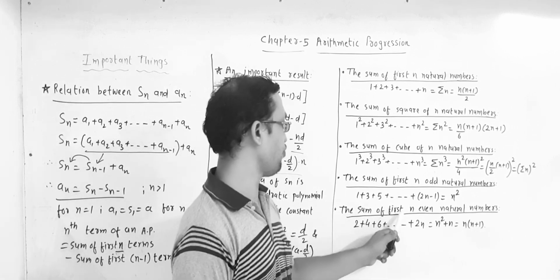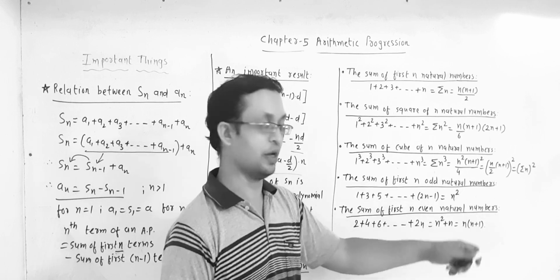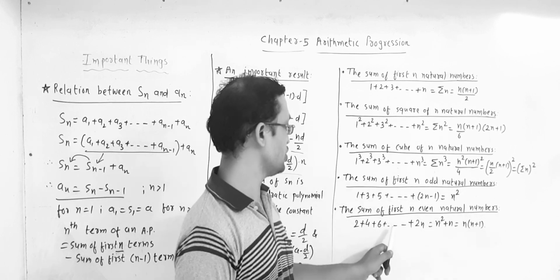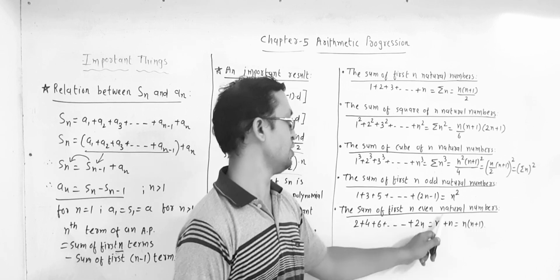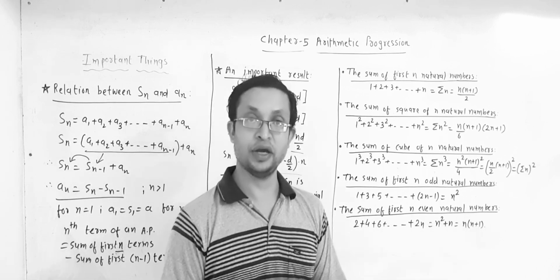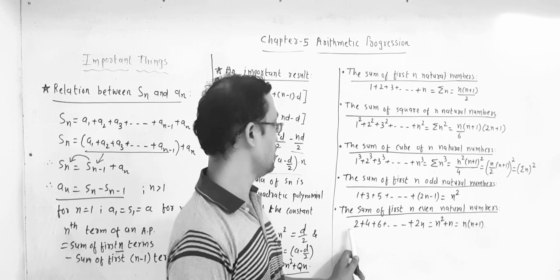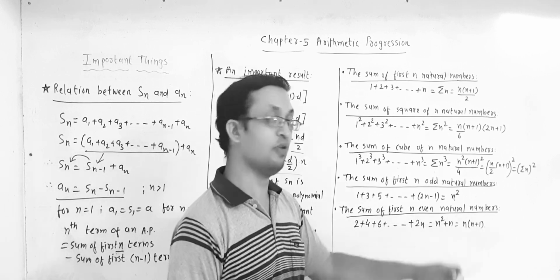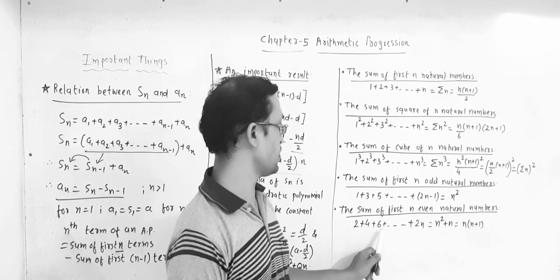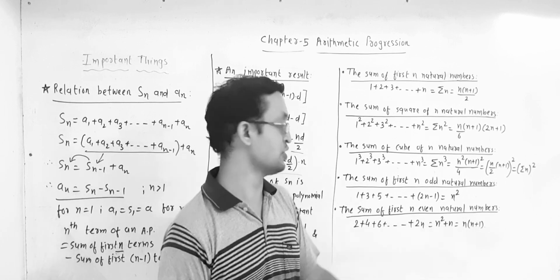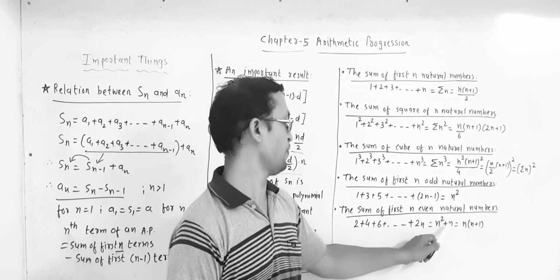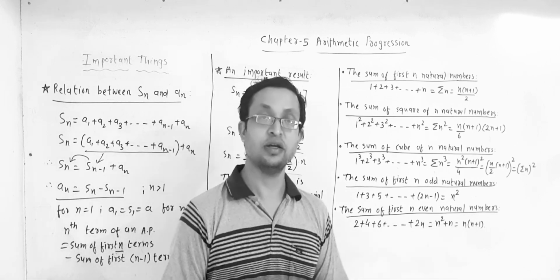Similarly, the sum of the first n even natural numbers, 2 plus 4 plus 6 plus 8 plus 10 up to 2n terms, is equal to n square plus n, which is n into n plus 1. Otherwise, the sum of the first 10 even natural numbers, 2 plus 4 plus 6 up to 20, is equal to 10 square plus 10, that is 100 plus 10, which is equal to 110.